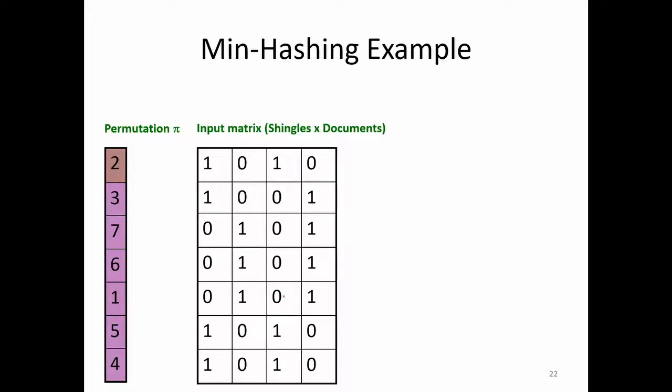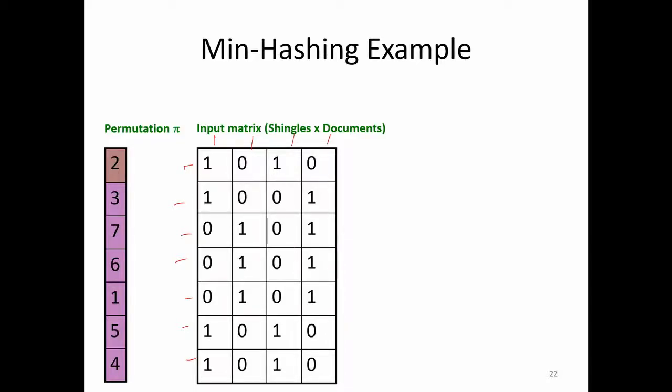So you have a total of 7 rows, 1 2 3 4 5 6 7. You have a total of 7 rows, and you have 4 documents. So 7 shingles, 4 documents, and this is basically your document matrix.